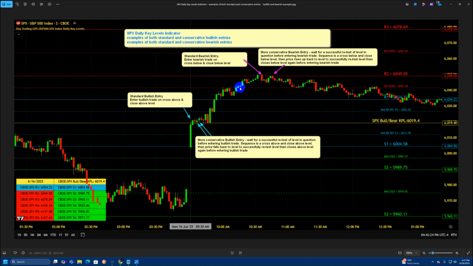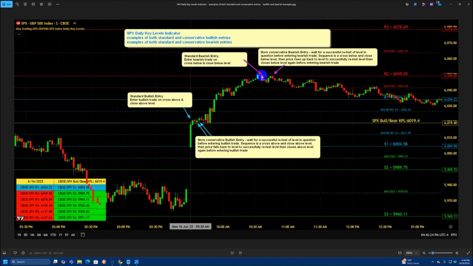Okay, now we'll look at a bearish entry. Your standard bearish entry, you enter a bearish trade on a cross below and close below level. So here we have a cross below and close below the R2 level. You would enter a bearish trade on this cross below and close below if you were looking to take a trade off of the R2 level and you were open to bearish trades off of that level. This would be your signal to take the bearish trade on a standard bearish entry.